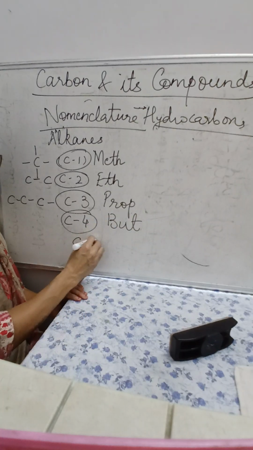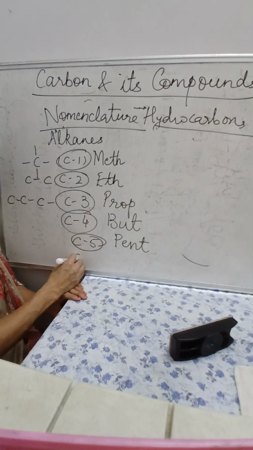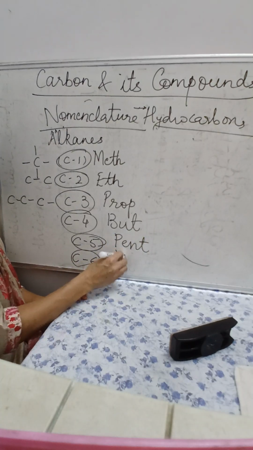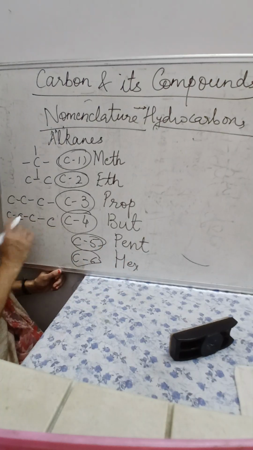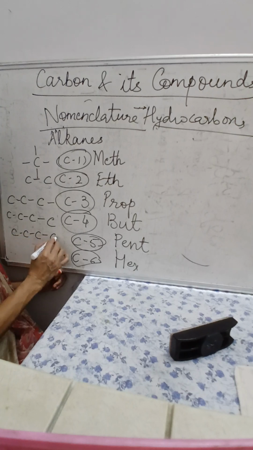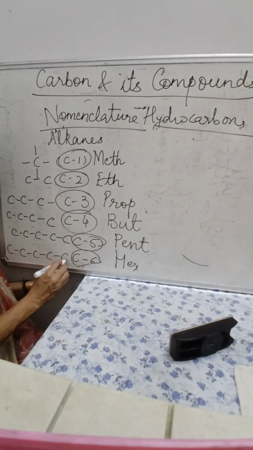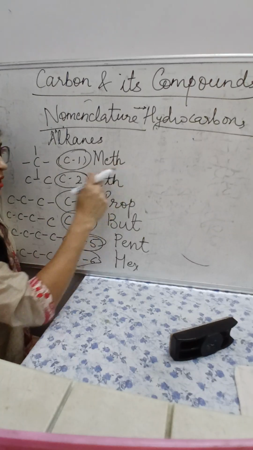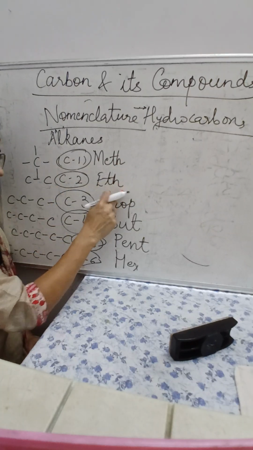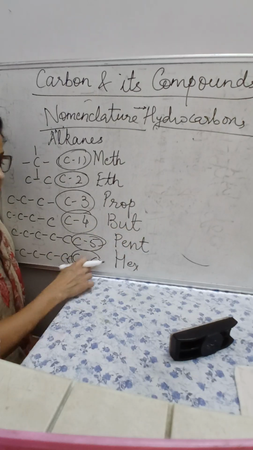Similarly, for 4 carbon atoms, I will name it as but. For 5, I will name it as pent. For 6, I will name it as hex. So this is the nomenclature. Now there are 4 carbon atoms here, here I have 5 carbon atoms and here I have 6 carbon atoms. So 1 carbon atom meth, 2 eth, 3 prop, 4 but, 5 pent and 6 is hex.